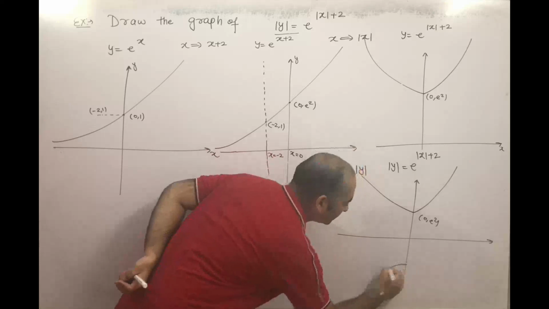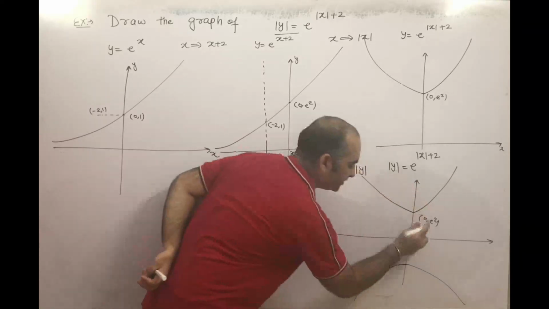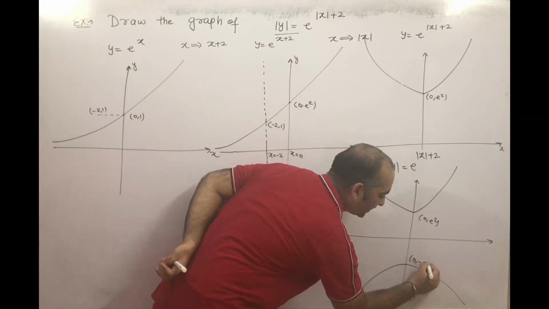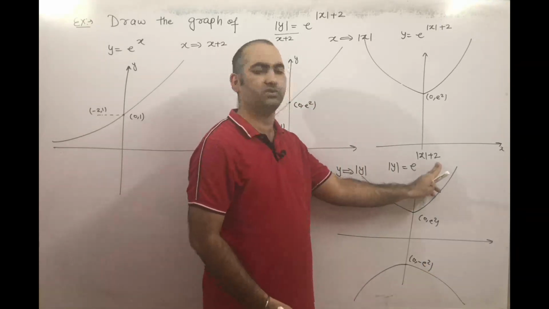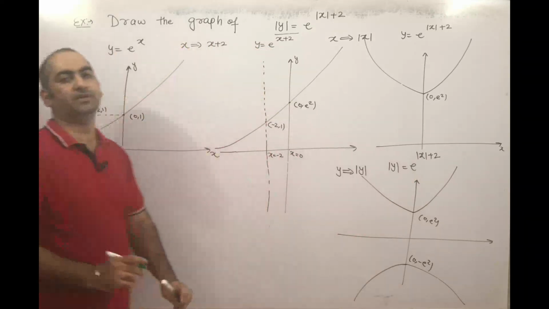So how will it come? This one will come. And this point is (0, e square). This point will come at (0, minus e square). So this is the graph of modulus y equals e power modulus x plus 2. So like that we have to draw the graph of different functions.